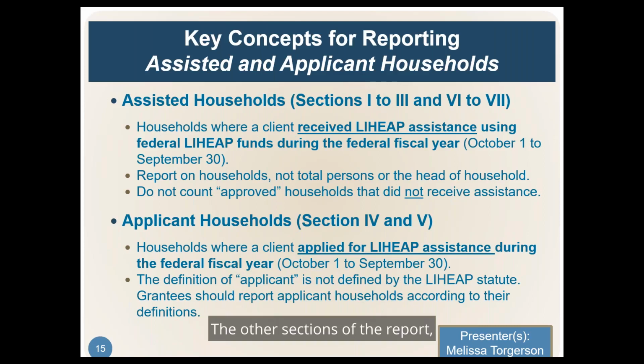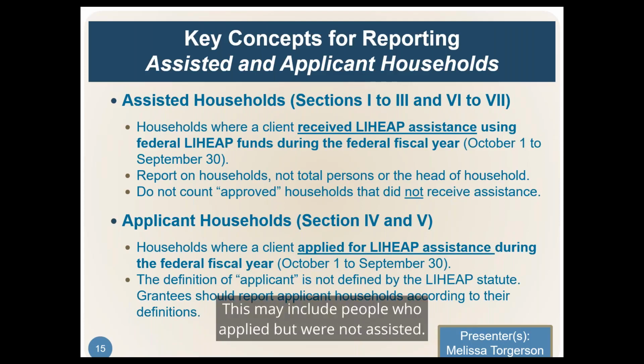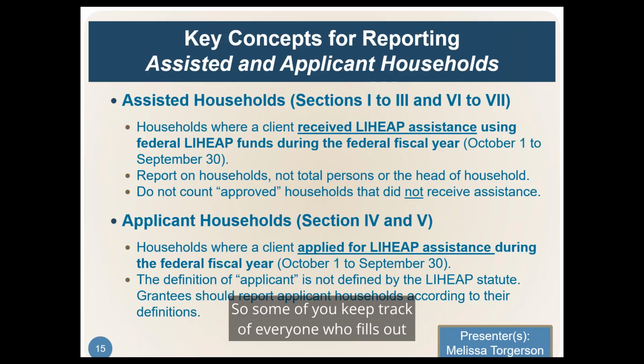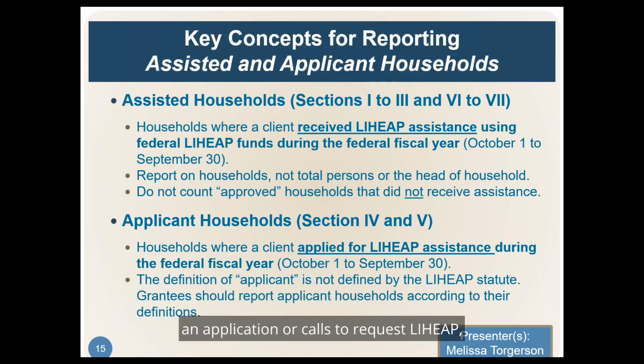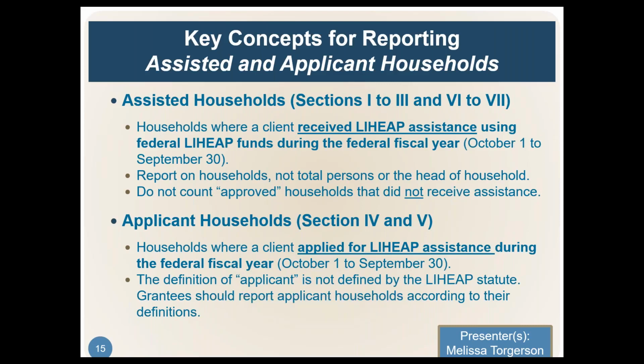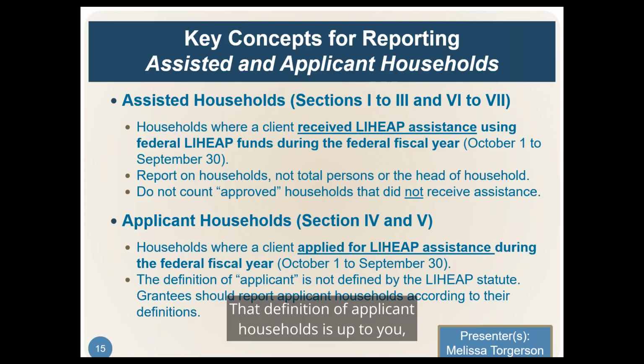The other section of the report looks at applicant households, and these are households where a client applied for LIHEAP assistance during the federal fiscal year, October 1 to September 30th. This may include people who applied but were not assisted. The definition of applicant is not defined by the LIHEAP statute. So some of you keep track of everyone who fills out an application or calls to request LIHEAP. Some of you only track people where the application process was started and then it was denied or voided for some reason. That definition of applicant households is up to you. Just know that this is a more comprehensive number that looks at both assisted as well as applicants.